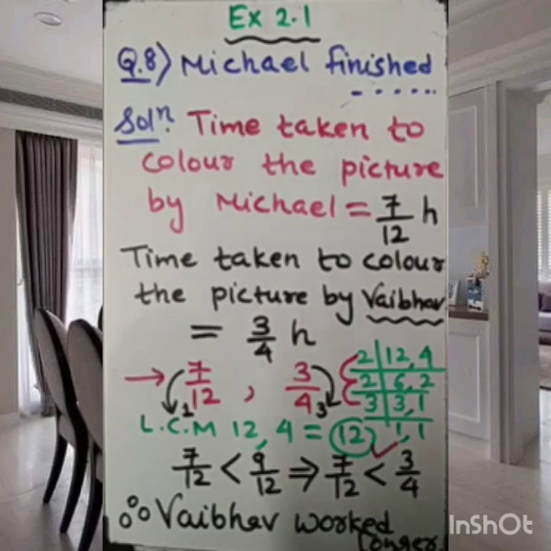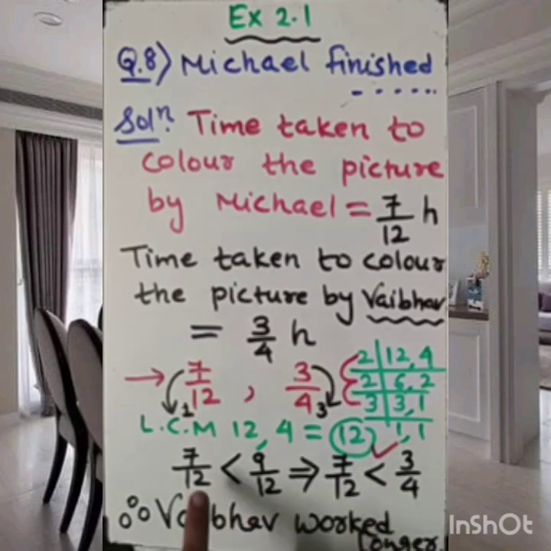Now, by what fraction was it longer? For that, we need to find the difference. That means we need to subtract 3 by 4, that is 9 by 12, minus 7 by 12. Please complete up to here, then let's see the next step.